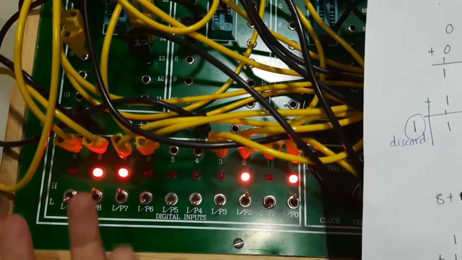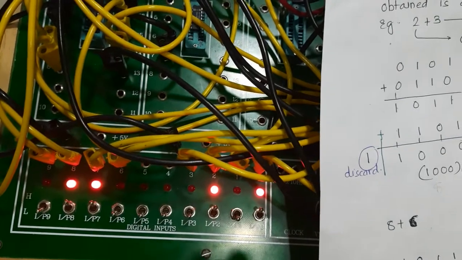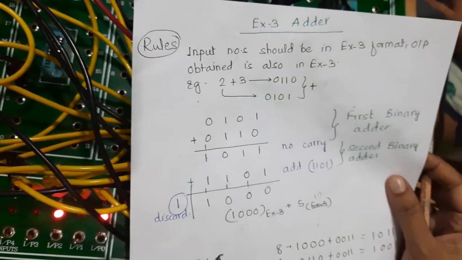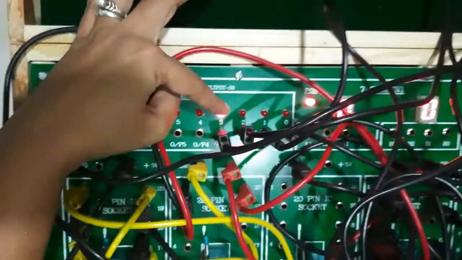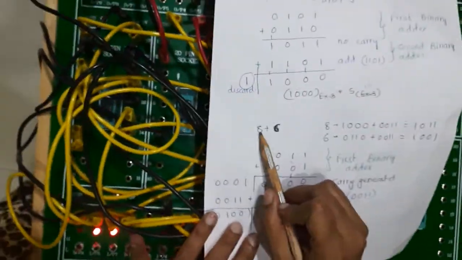So what is the result expected? 2 plus 3 is 5. Again, as I said, output is also in XS3 format. So what is the XS3 representation of 5? 5 plus 3 is 8. So this is the XS3 representation of the output, 1, 0, 0, 0, that is 8. Okay. Understood?